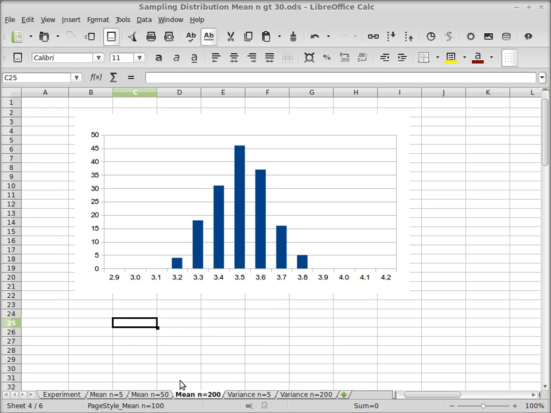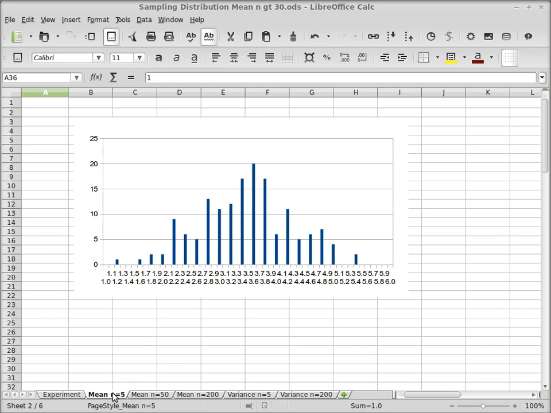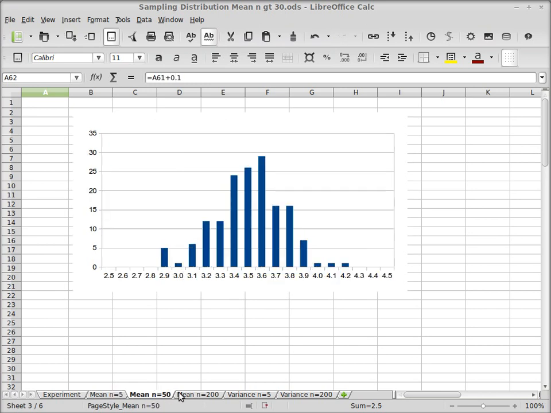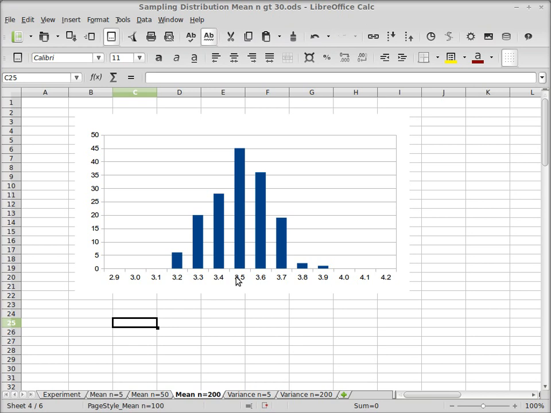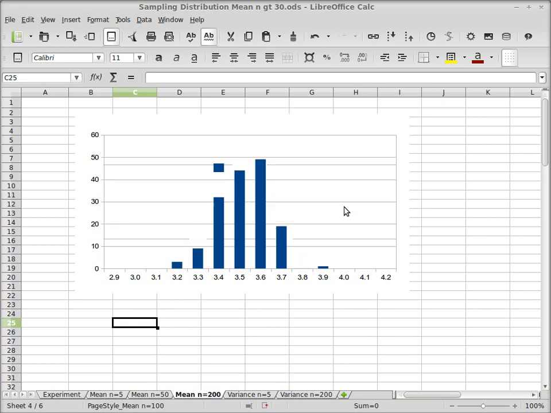So let's repeat these experiments several times. If I redo the entire experiment, so I roll the die 5 times and get the mean, do it again and again and again, I come up with something similar, but again, the one that's most normal is the one with the sample size at 200. So if I do that over and over again, you'll see most of the times that I do this, we're getting something that's somewhat normal.